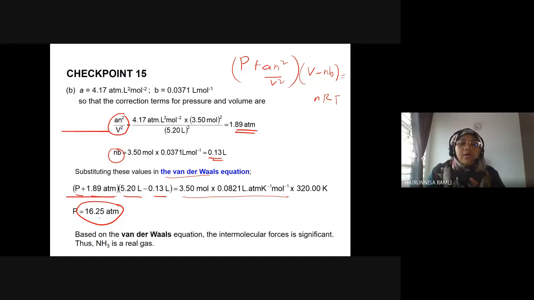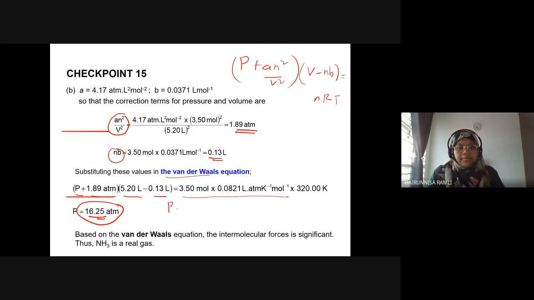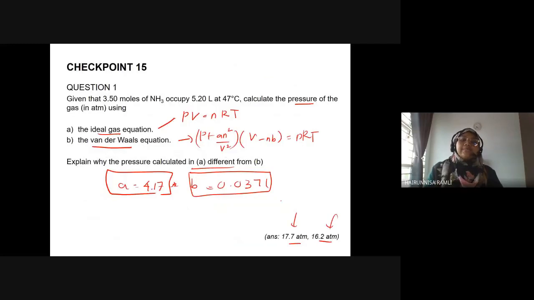Okay, so the value now here is lesser than predicted by the ideal gas. So we can conclude here that the P real you calculate using the real van der Waals equation is less than P ideal gas. Okay, so based on this equation, the intermolecular forces are significant. This is the main point that I actually want to highlight here, because it asks you to justify, to explain.